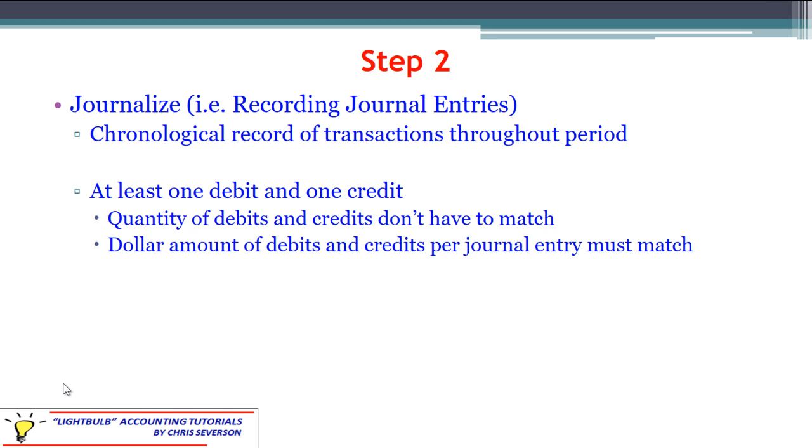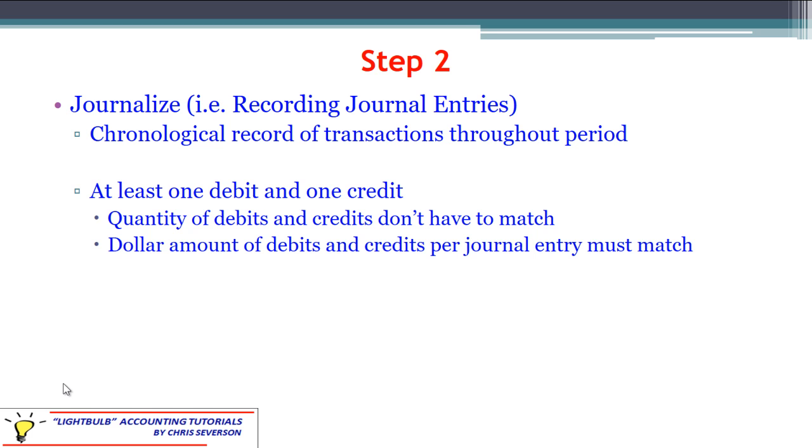The journal is a chronological record of transactions that have occurred throughout the period. So on day 1, here's this transaction that occurred. You'll see every account that was impacted by that one transaction. You at least have to have 2 accounts. We'll see one has to be a debit and one has to be a credit, but you may have more. There could be 2 debits, 3 credits, 1 debit, 2 credits. The quantity of debits and credits does not have to match.